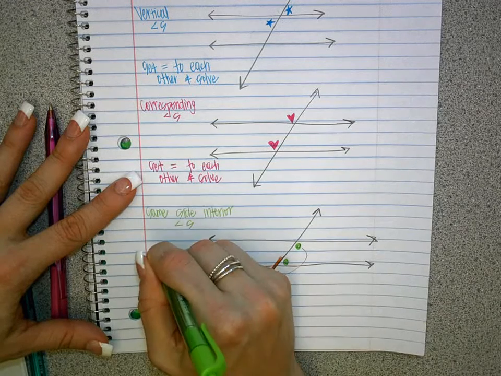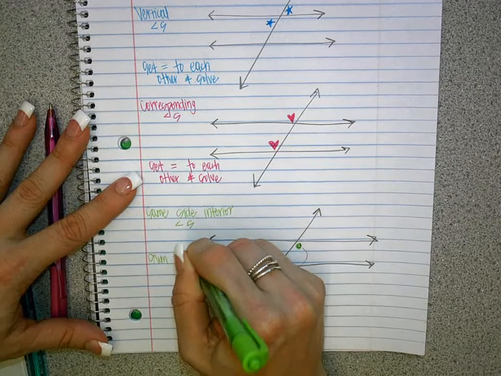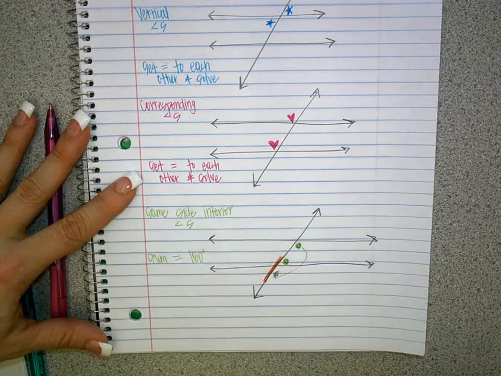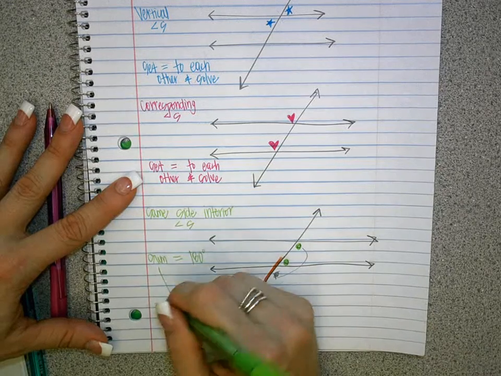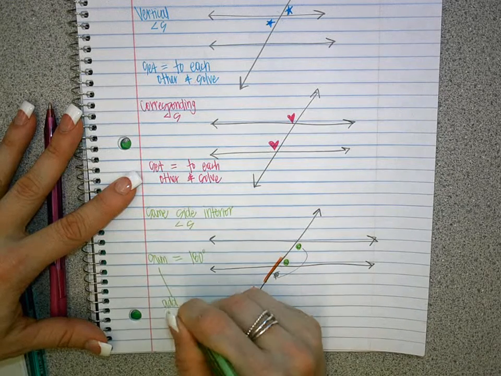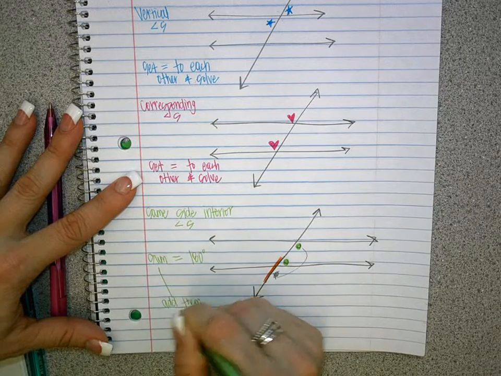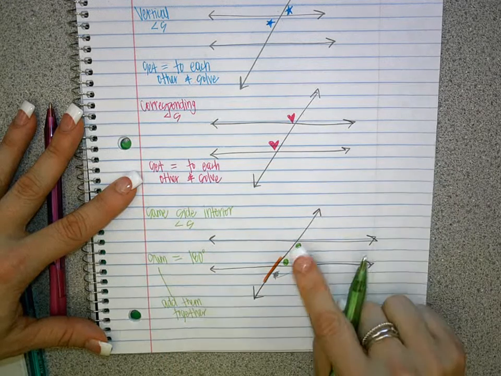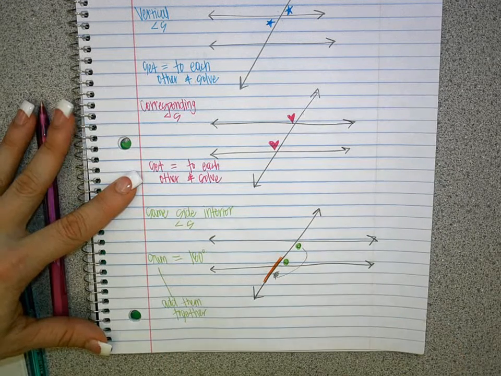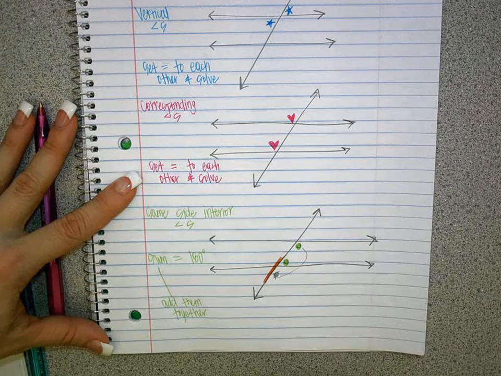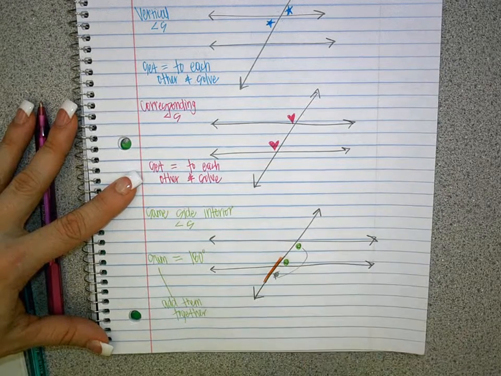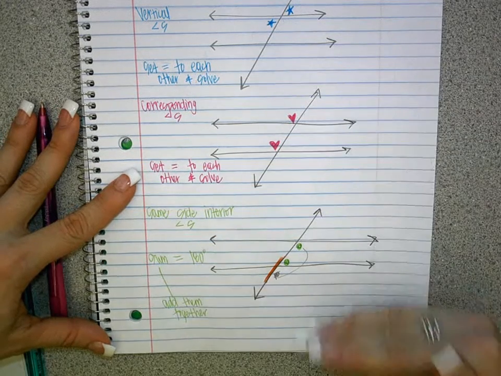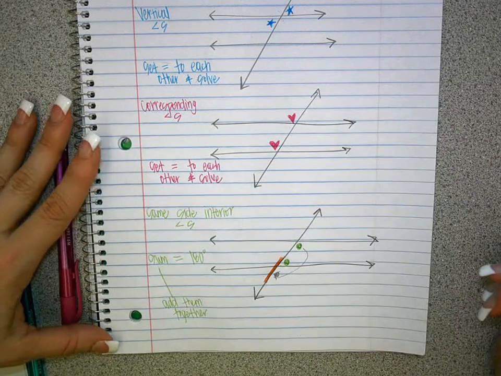Sum is equal to 180 degrees. Okay, and remember the sum means add them together. So the sum of same side interior angles, or if you add together the two same side interior angles, it equals 180 degrees. Okay, so these are the three different angle relationships that we're going to look at today.